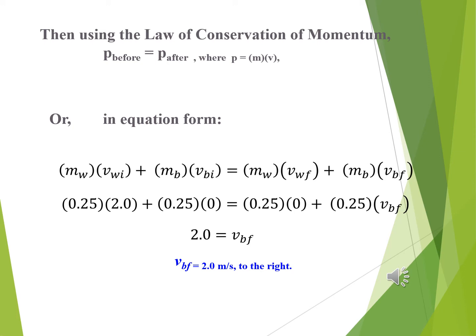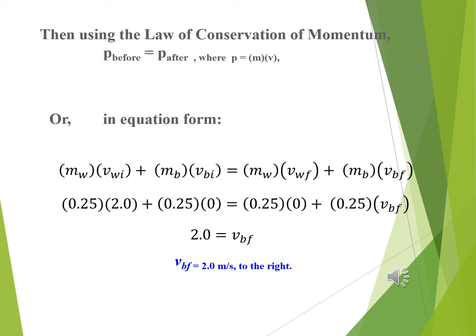Then using the law of conservation of momentum, the total momentum before the collision equals the total momentum after the collision. Or in equation form, m_w times v_wi plus m_b times v_bi equals m_w times v_wf plus m_b times v_bf.